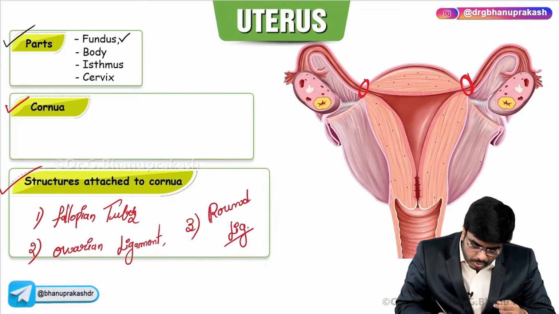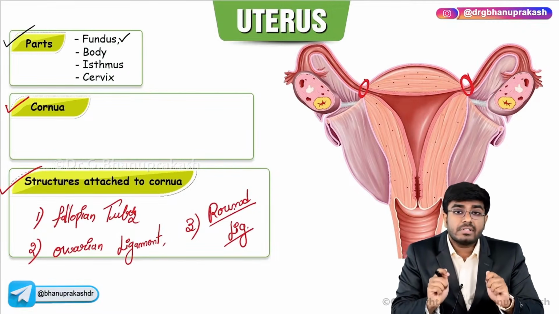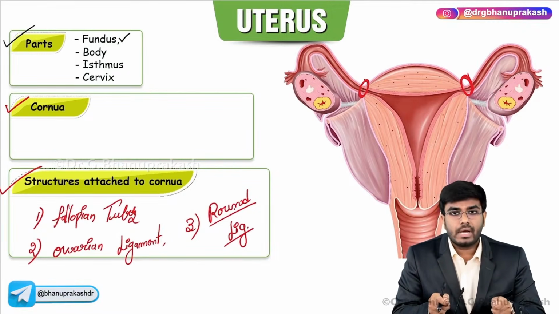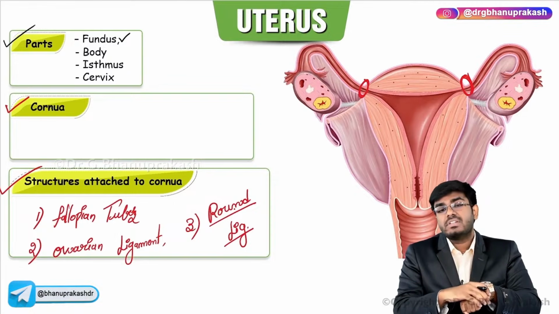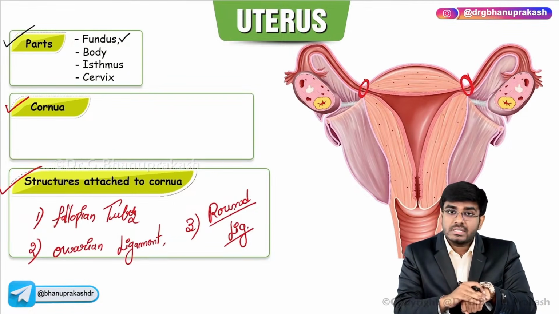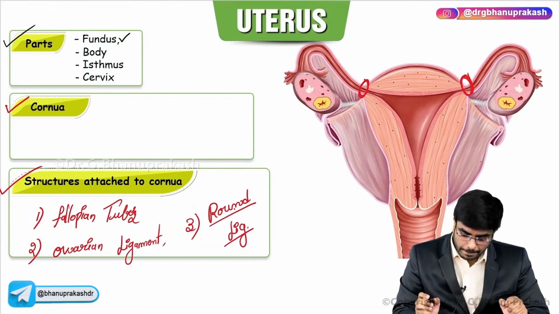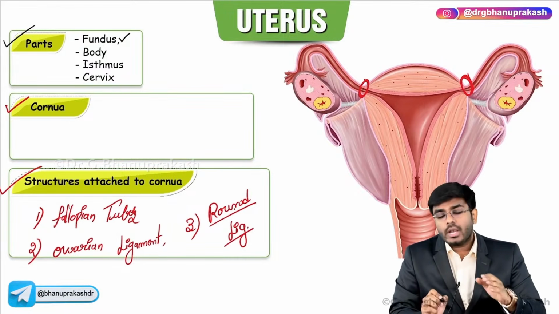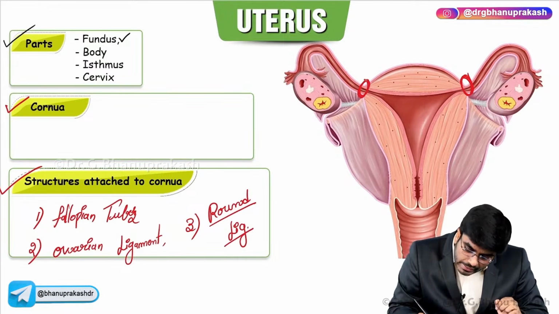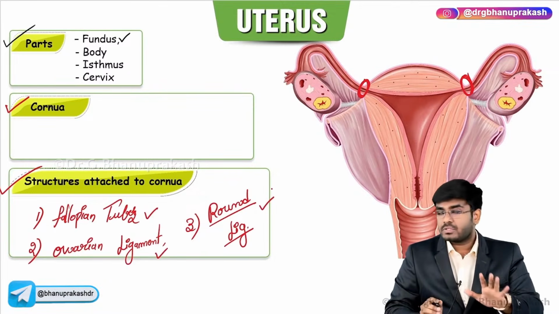What is the important point about the round ligament, guys? The round ligament causes the anteversion and anteflexion, and because of this anteversion and anteflexion, the uterus does not prolapse. Once the uterus becomes retroverted, it becomes prolapsed. Now, we already know that in the area of the cornua, the fallopian tubes, ovarian ligament and round ligament are attached. Well and good.